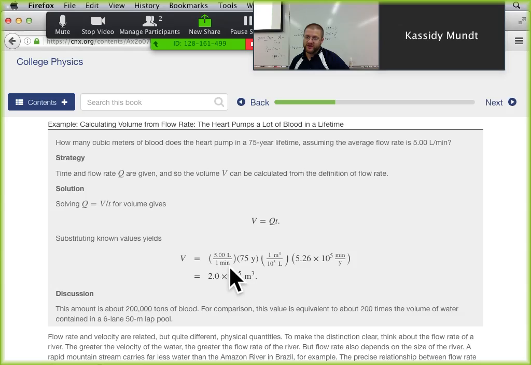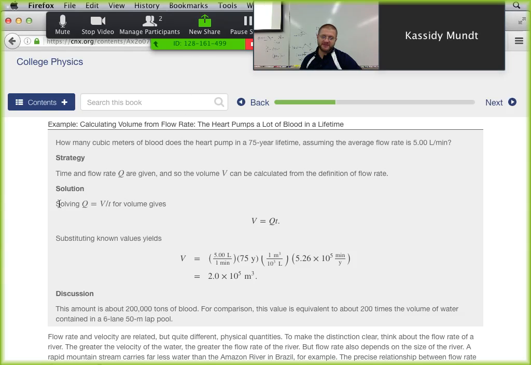And of course, we have minutes and years that we're going to be converting. So it's 5.26 times 10 to the 5th minutes per year. And that gets rid of our minutes and years there. Then we multiply the flow rate times the time to get the volume, rearranging the equation for flow rate. And we get 2 times 10 to the 5th cubic meters of blood. That's a lot of blood, in case you're wondering, all right? It's about 200,000 tons of blood.